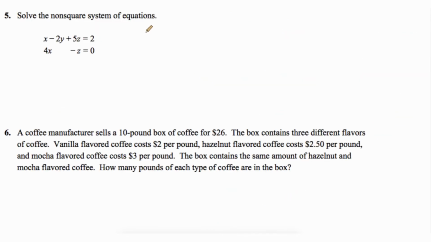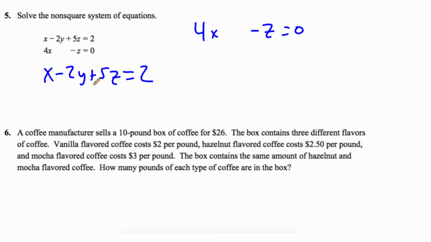In problem number 5, we're given a non-square system of equations and asked to solve it. So we're going to work on getting this in row echelon form. The top equation already leads off with a positive x, so we're just going to use that equation as is. So we've got x minus 2y plus 5z equals 2. For our second equation, we need to get rid of those 4 x's. So I'm going to take this first equation times negative 4. So we get negative 4x plus 8y minus 20z equals negative 8.